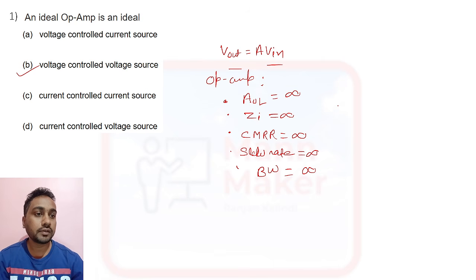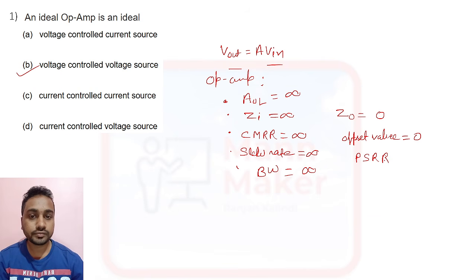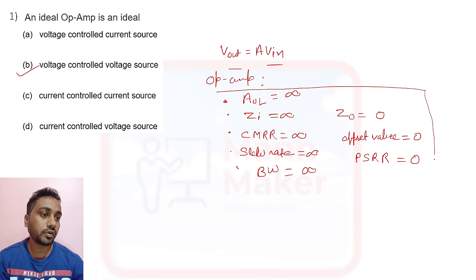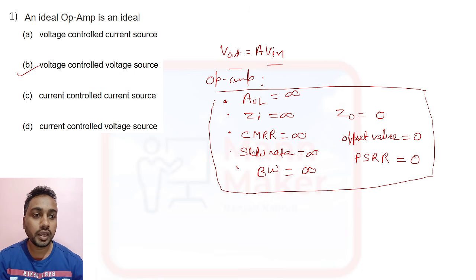Apart from this, if you talk about output impedance, it is 0. Offset value or offset voltage is 0. And PSRR, power supply rejection ratio, is also 0. So you have to remember all these points for op amp. Any question they may ask in your exam. So every point about op amp you have to remember.